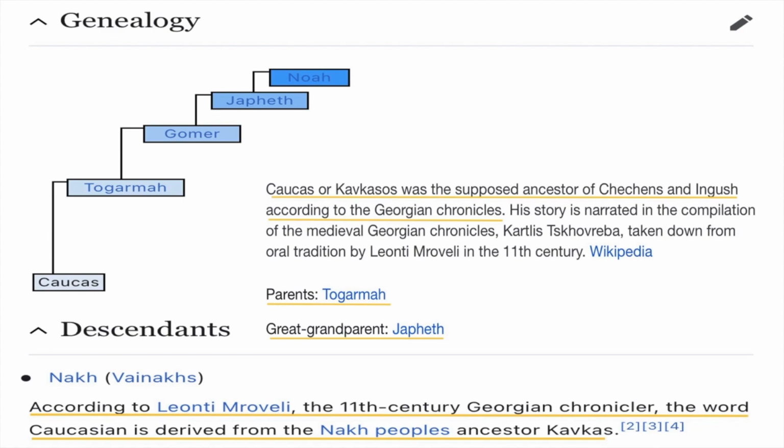And so when it comes to their genealogy, from a biblical standpoint, these Chechen, Ingush, Northeast Caucasian peoples claim descent from Togarmah. Caucasus, or Kavkas, was the supposed ancestor of Chechens and Ingush according to Georgian chronologies or chronicles. And so this is why I'm saying haplogroup J seems to have more of a connection with Togarmah, and this would make sense with haplogroup J's brother, haplogroup I, being associated with Ashkenaz.